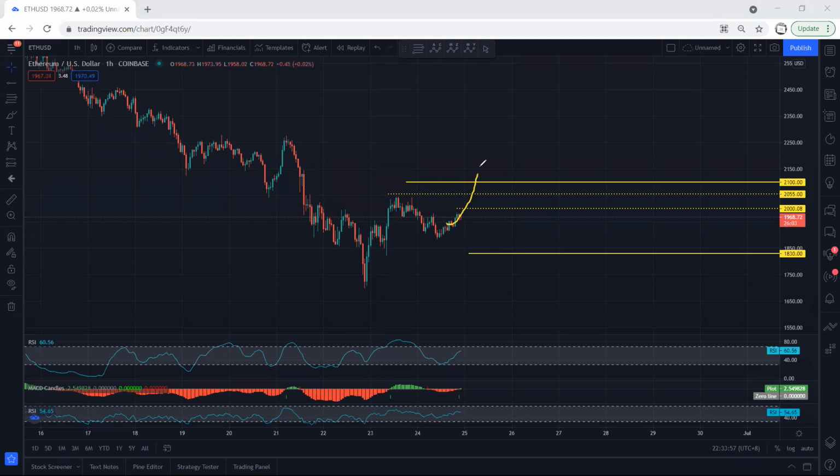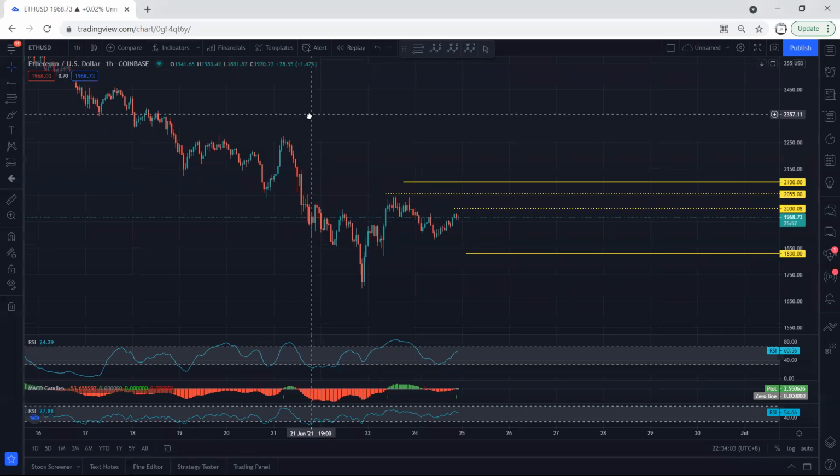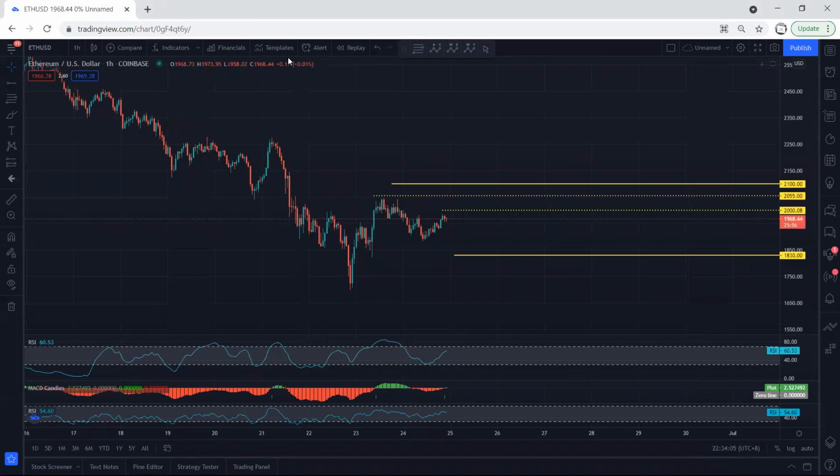But if the price continues from here, we can put our entry within this zone. Okay, as I explained. Anyway, we just follow the chart. This is the only way we can look for a trade. And even if we get the trade, we need to see the breakout of 2.1K, 2100. Anyway, we just follow the chart.